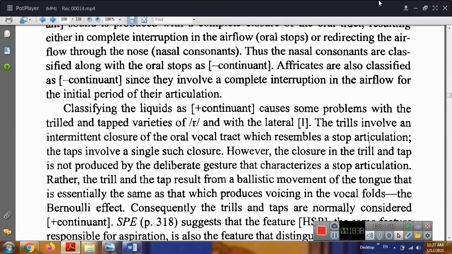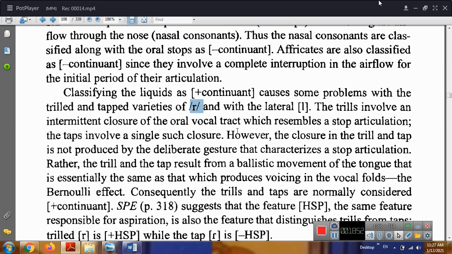Classifying the liquids as plus continuant causes some problems with the trill and tap varieties of r, and with the lateral l. The trill involves an intermittent closure of the oral tract, which resembles a stop articulation. The tap involves a single such closure. For the flap, we have a tap closure in the oral tract.